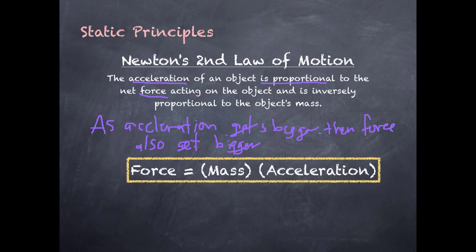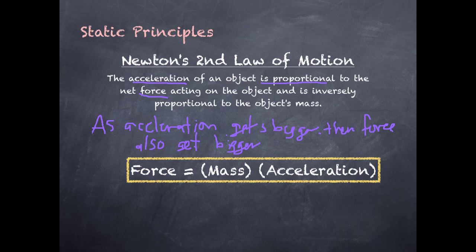And the converse is true as well. If the acceleration gets smaller, the force gets smaller. Those 2 numbers, force and acceleration, move in the same direction. If one gets bigger, the other one gets bigger. If one gets smaller, the other one gets smaller. That makes sense because the more force you put on an object, the more it's going to accelerate. Put a small force on an object, it's going to accelerate just a little bit.